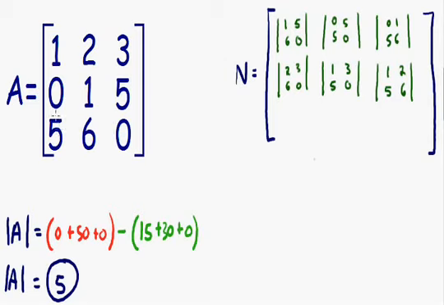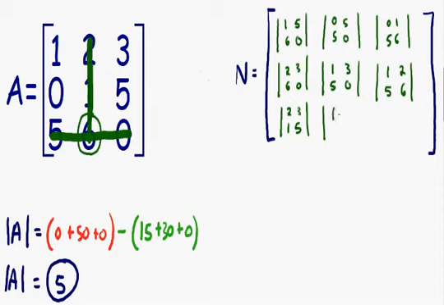Now if we do the same thing for the number in the bottom left position, this number 5, if we cross out the column and the row of this number 5, we're left with the 2 by 2 matrix 2, 3, 1, 5. So I'm going to copy that 2 by 2 matrix in the bottom left position, 2, 3, 1, 5. And moving on to the number in the bottom middle position, this number 6, if we cross out the column and the row of this number 6, we're left with a 2 by 2 matrix 1, 3, 0, 5. So I'm going to copy that 2 by 2 matrix in the bottom middle position, 1, 3, 0, 5.